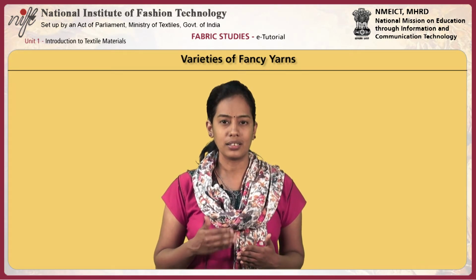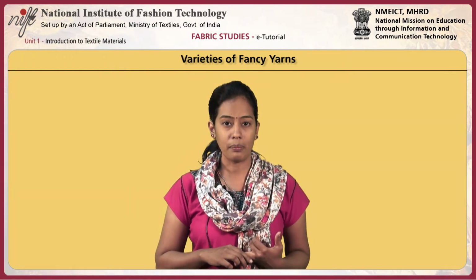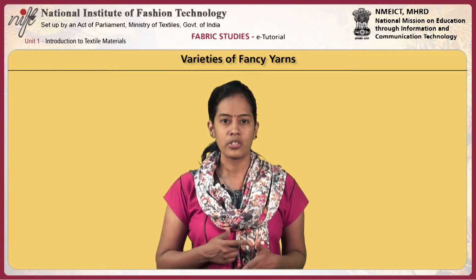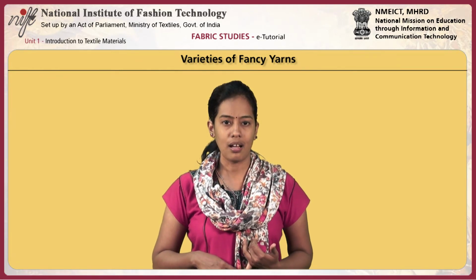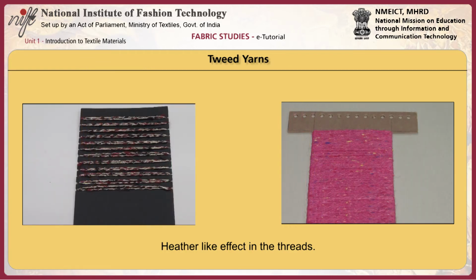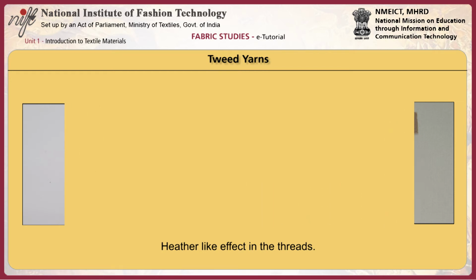Typical fancy yarns are tweed yarn, slub yarn, spiral yarn, bouclé yarn, chenille yarn, and metallic yarn. Knot yarn, damru yarn, flurry yarn, and mulled yarn are examples of fancy yarns. Tweed yarns are spun yarns which have short colored fibers twisted into them. This creates a heather-like effect in the threads.